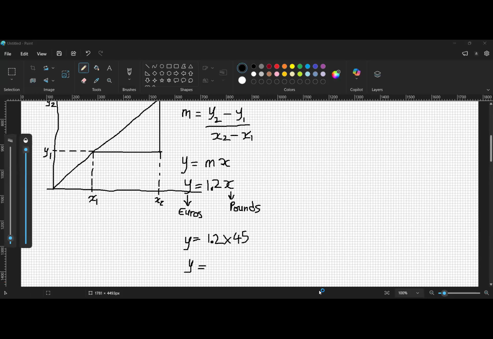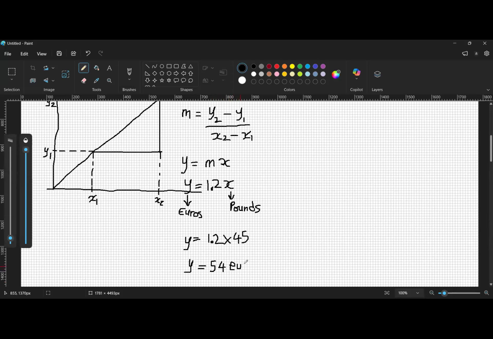Okay, let me share my screen. Can you see my screen now? Yeah. Okay, so what did you get? 1.2 times 45 gave you what? 54. Okay, so that's going to be 54 euros.